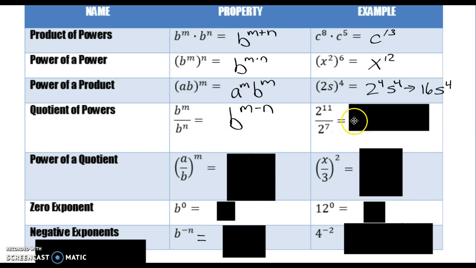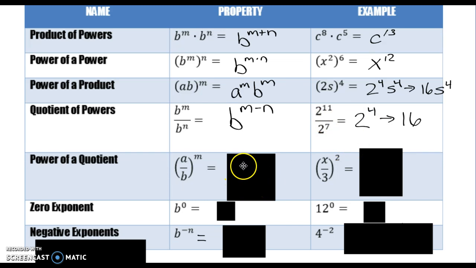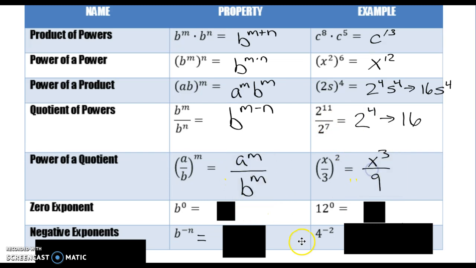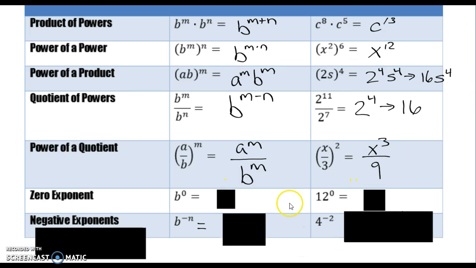So in our example at the right here, we would have 2 to the 4th, then actually calculate what that is. Power of a quotient, pretty straightforward. 0 exponent: anything to the 0 power, ladies and gentlemen, is 1.